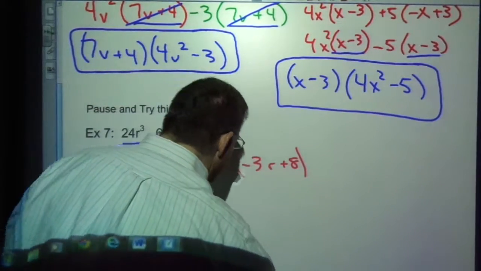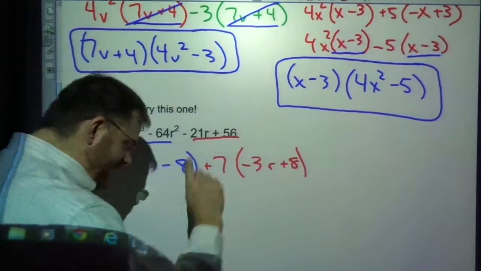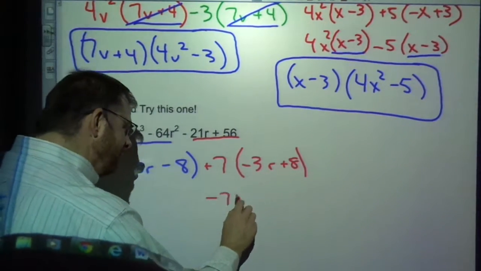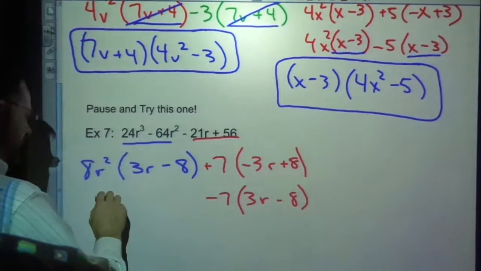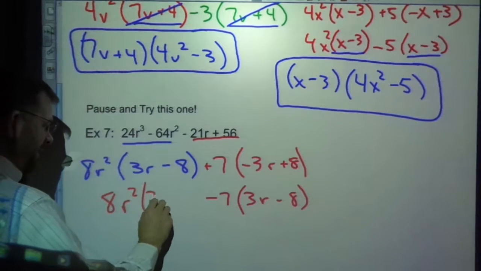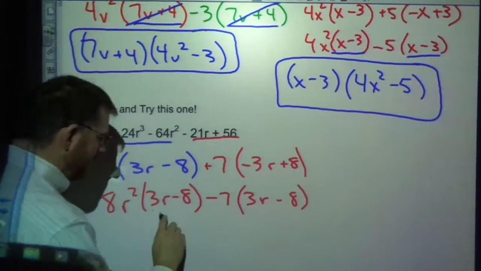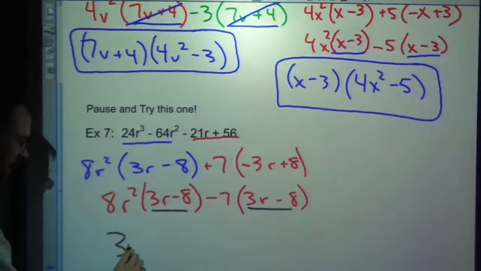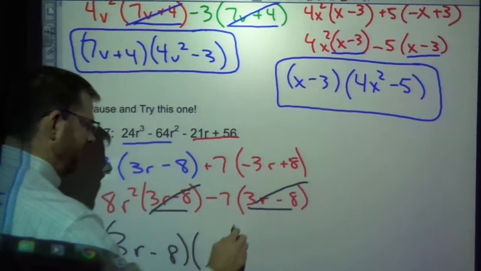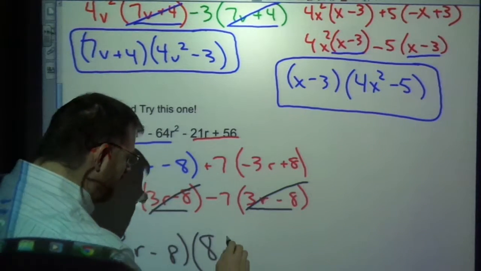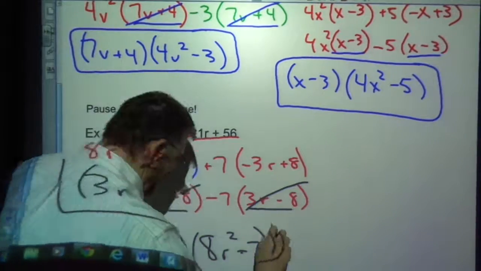And that gives me my greatest, oh, it doesn't match. That's okay, Bibza taught me how to change it. I'll just change this and change this. And then we got this still the same. And looky, looky, here we go. Now it's the same, 3r minus 8. And leftovers are 8r squared minus 7. All right, and we are done.